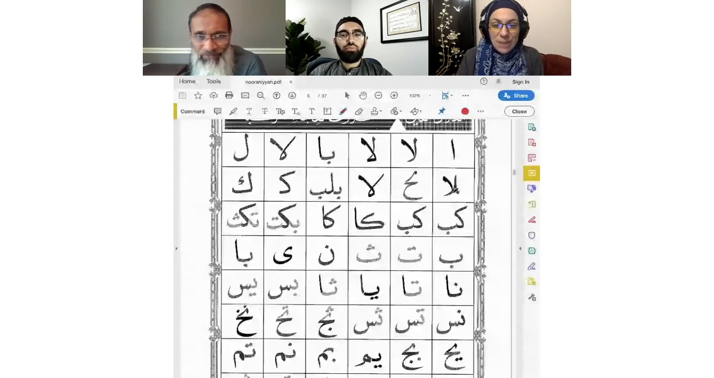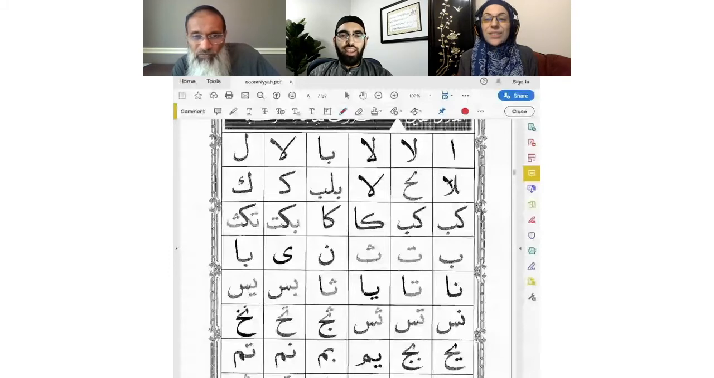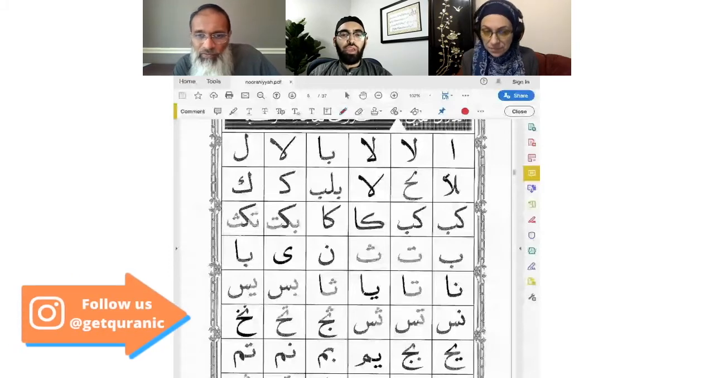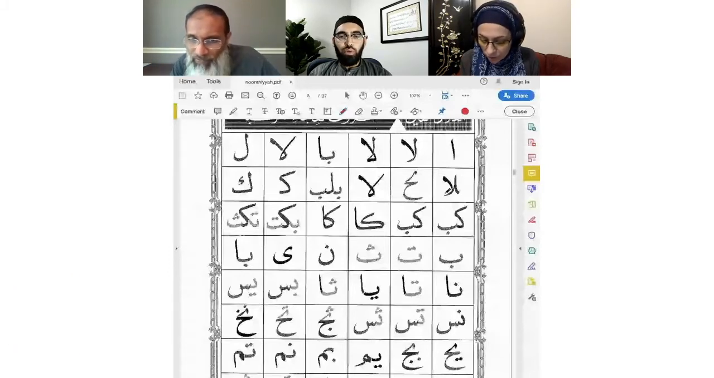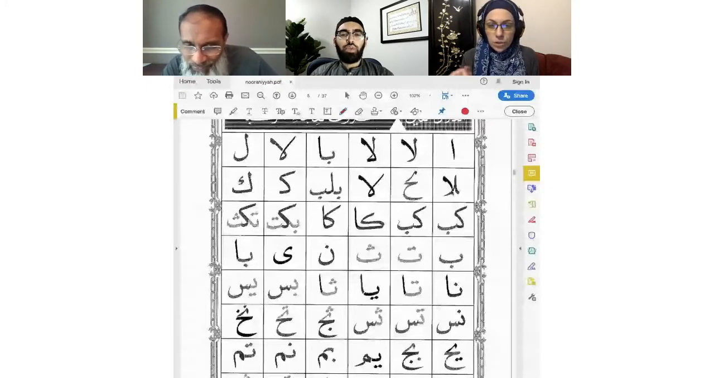That one still trips me up a little. So remember, lam has the tail, and alif is the social distancing letter. It doesn't connect to anything after it. It connects before, but after it does not connect. Social distancing letters.